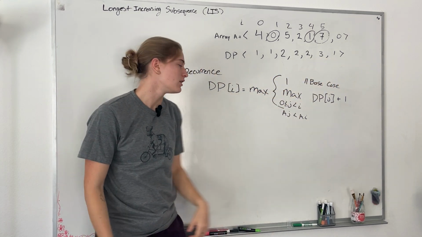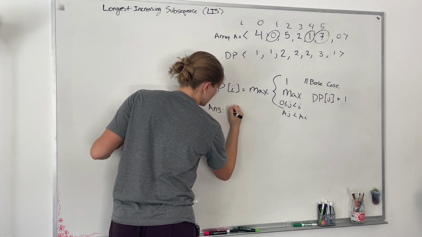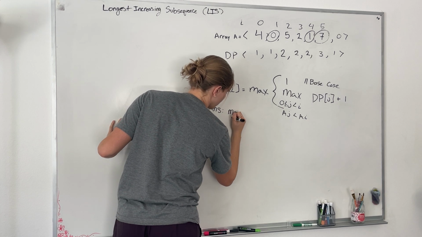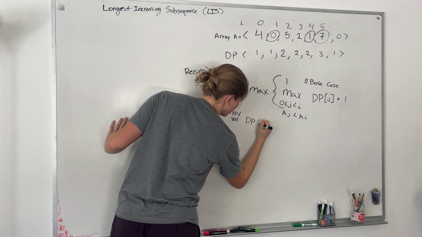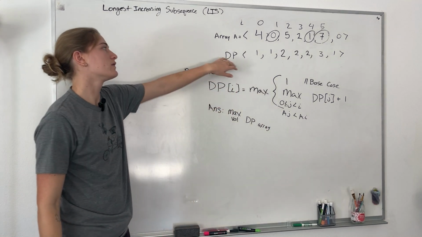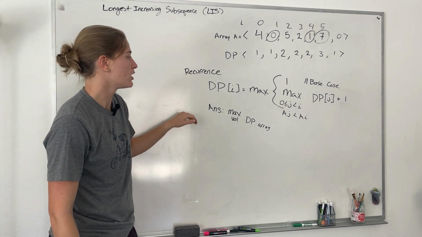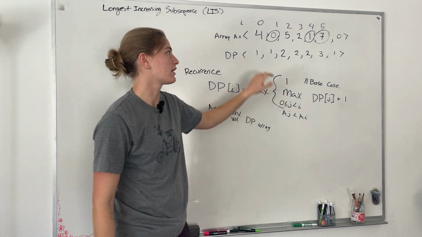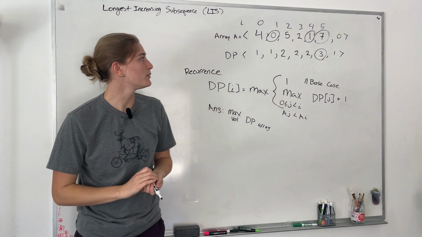So how do we get that? Well, to get your answer, you're going to have to take the max value from your DP array. So after you do all of this hard work to find out what your DP array values are, you're then going to have to go through it one more time and get the max value of it. And that's 3.